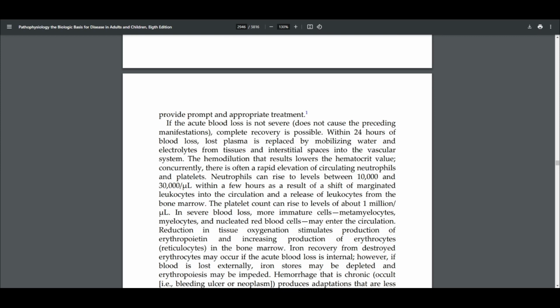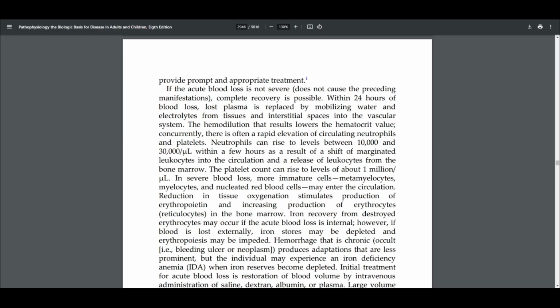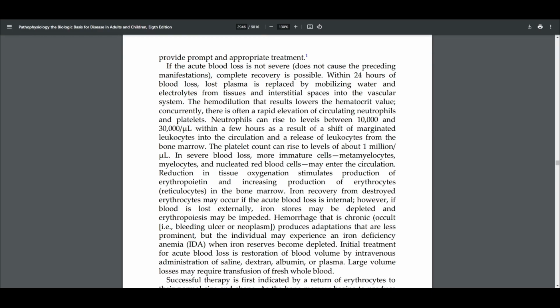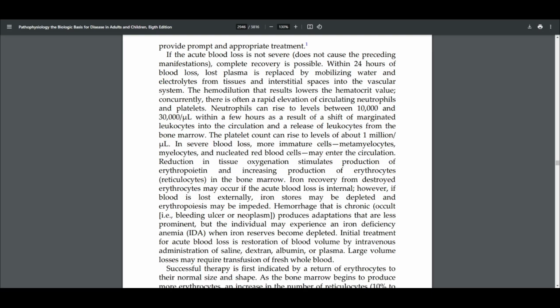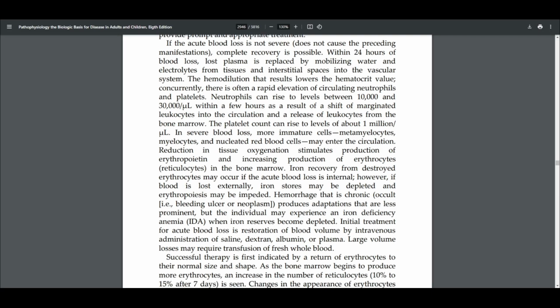Within 24 hours of blood loss, lost plasma is replaced by mobilizing water and electrolytes from tissues and interstitial spaces into the vascular system. The hemodilution that results lowers the hematocrit value concurrently. There is often a rapid elevation of circulating neutrophils and platelets. Neutrophils can rise to levels between 10,000 and 30,000 within a few hours as a result of a shift of marginated leukocytes into the circulation and a release of leukocytes from the bone marrow. The platelet count can rise to levels of about 1 million.